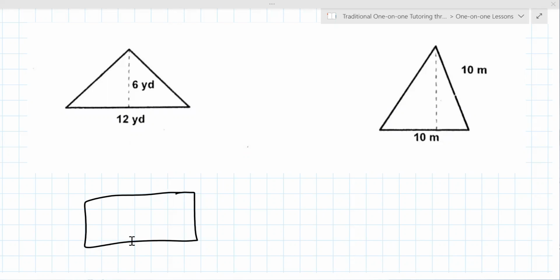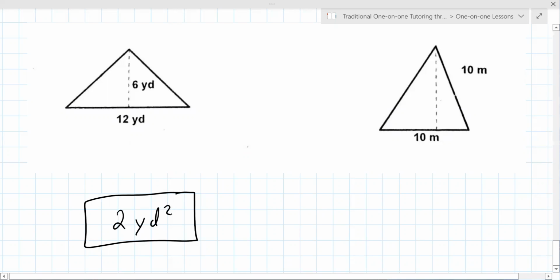Two-yard square. Is this your final answer? Is that what you said? Maybe I didn't catch it. Okay. Yeah, no, 72. Okay. What is the formula for area of a triangle? 72.